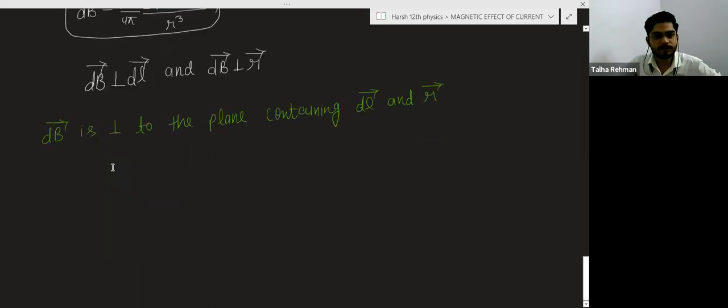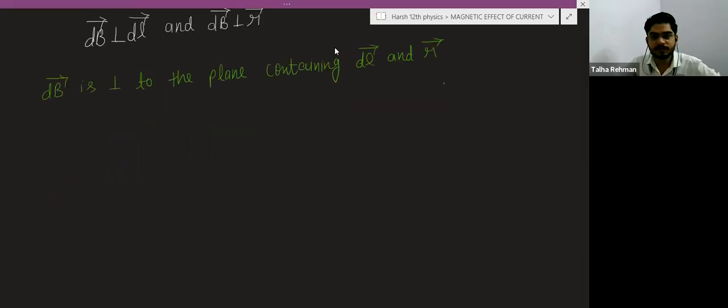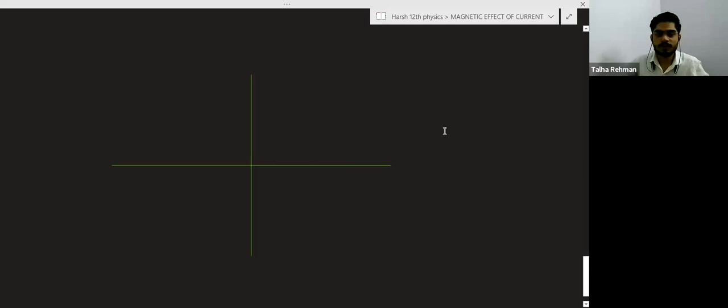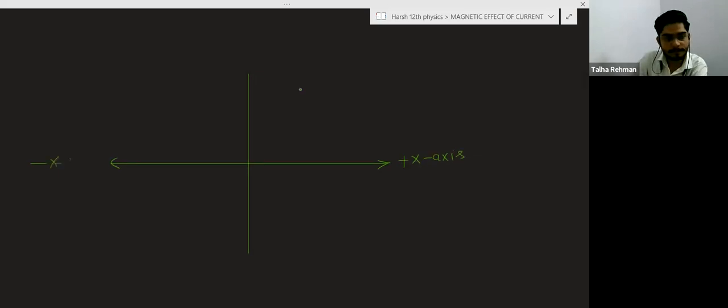So this is the thing. And one more thing I want to tell you about the direction. Suppose this is the positive x-axis, this direction is the negative x-axis, this direction you will take as positive y-axis, and this direction you will take as negative y-axis.